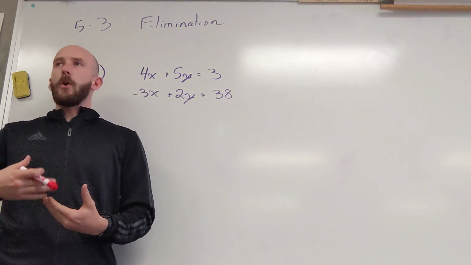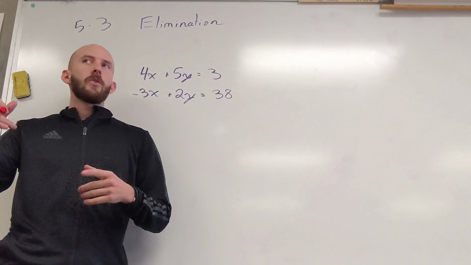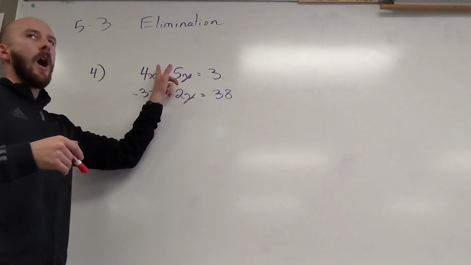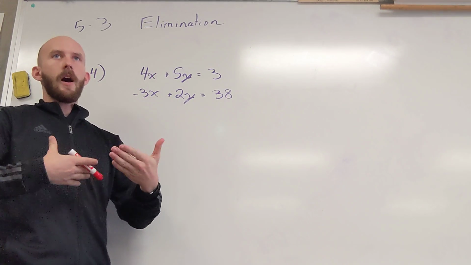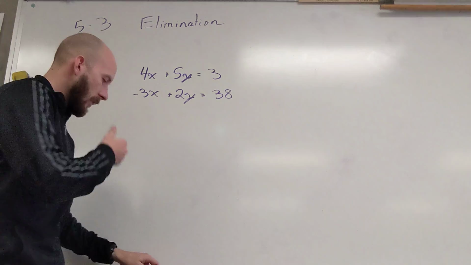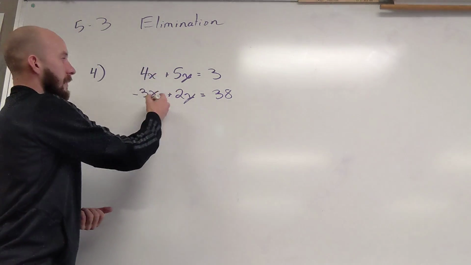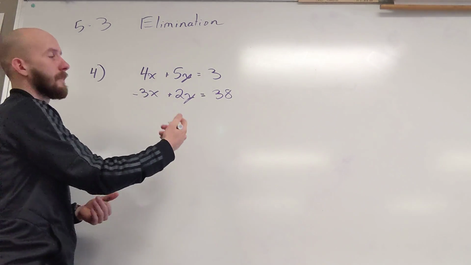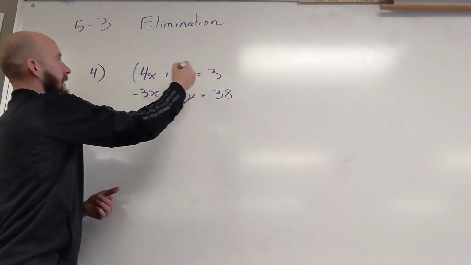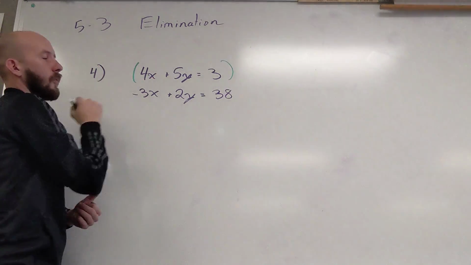Okay. So if that's the case, you want to set it up so that you have opposite numbers, not the same numbers. Okay. So if I look at this problem, I would look at this and say, okay, I want to deal with these and have opposites. So what's the least common multiple of 4 and 3?